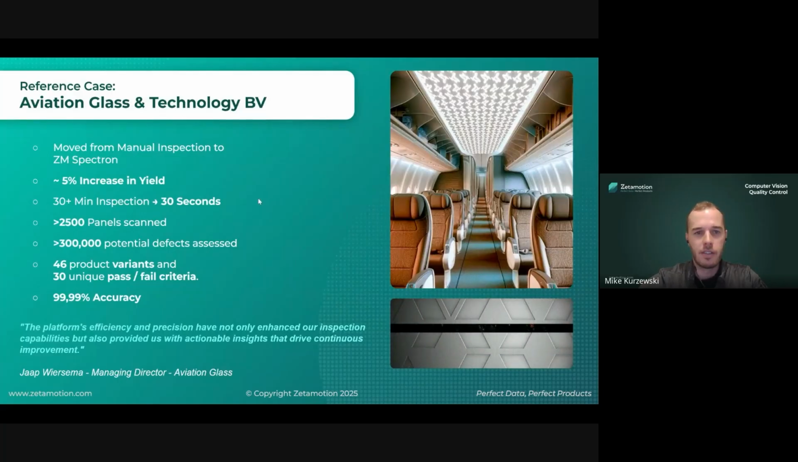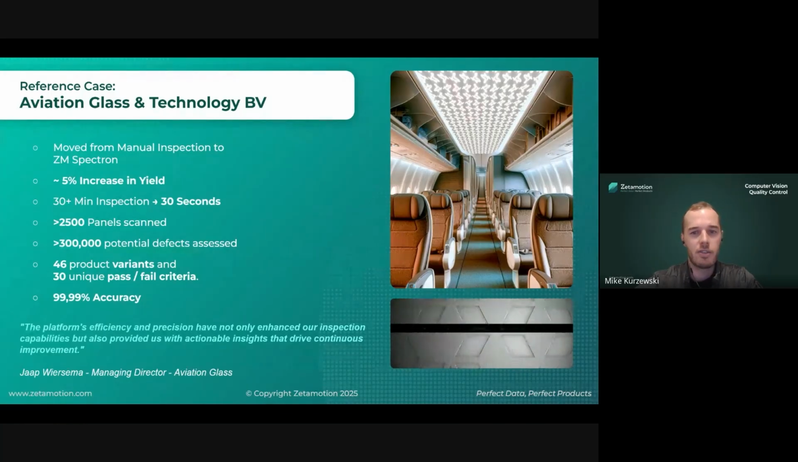And one of the success stories or reference cases is this aviation glass manufacturer, which makes glass panels for the interiors of aircraft. And these are really expensive products to produce. They had some complex defect criteria and inspection criteria to take into account in their inspection process. And they went for an off-the-line inspection station. So they were feeding the products into the station in however much volume they wanted, so in batches.